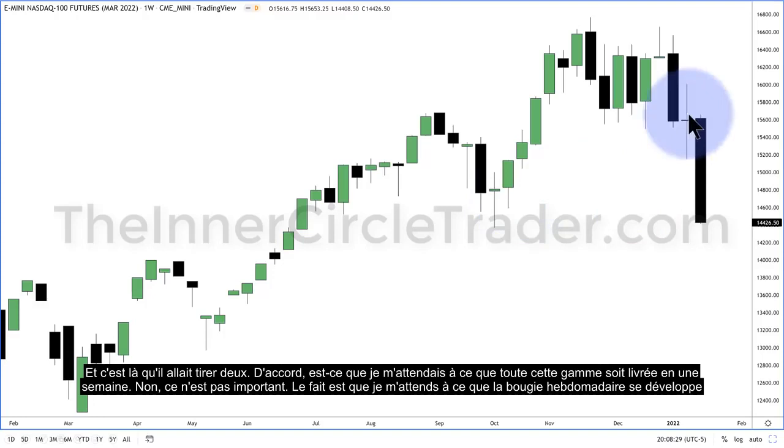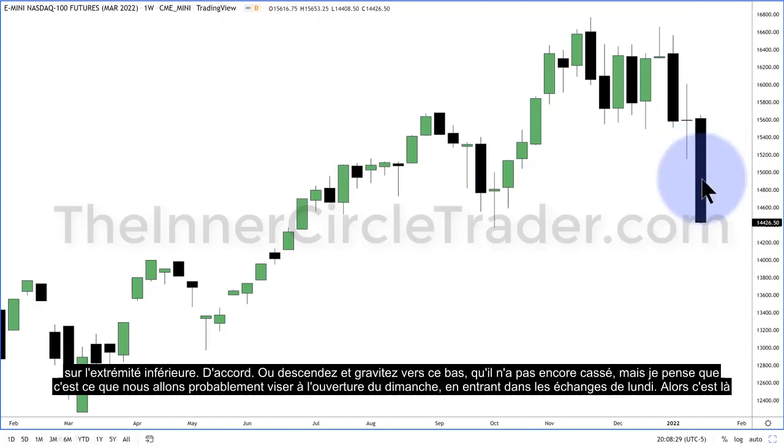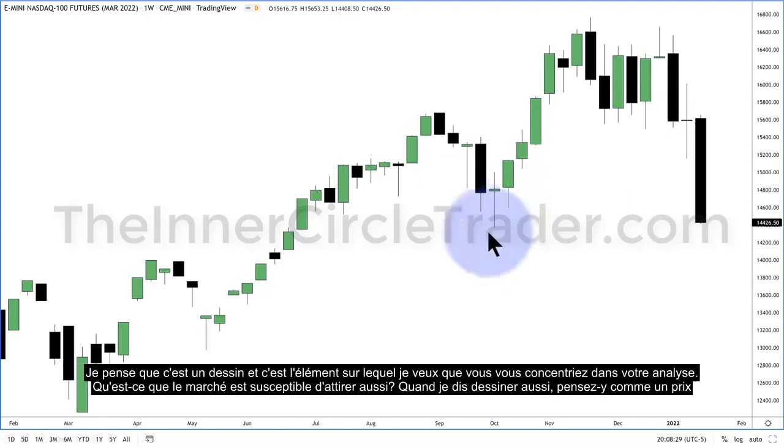Did I expect this entire range to be delivered in 1 week? No, that's not important. The point is I'm expecting the weekly candle to expand on the lower end, or go down and gravitate towards this low, which it hasn't broken yet, but I think that's what we're probably going to aim for on Sunday's opening going into Monday's trading. So that's where I think it's drawing to. And that's the component I want you to focus on with your analysis. What is the market likely to draw to?